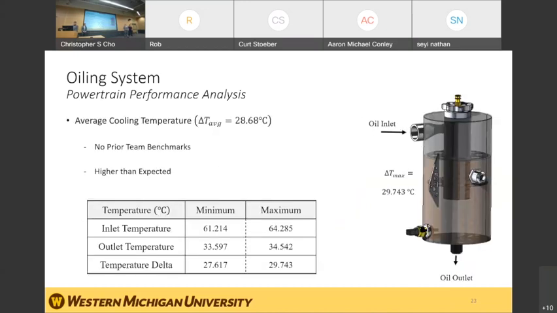So data was taken during dyno testing and was shown here in the bottom left. We recorded the minimum and maximum temperature differences, and we found that the minimum temperature difference is around 27.62 degrees Celsius with a maximum of around 27.74. Although there were no prior benchmarks for our team, this value was much higher than we expected.